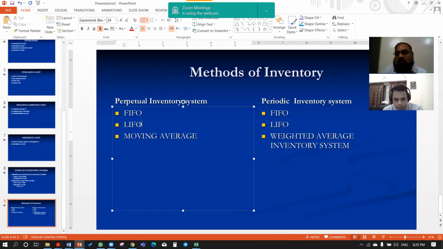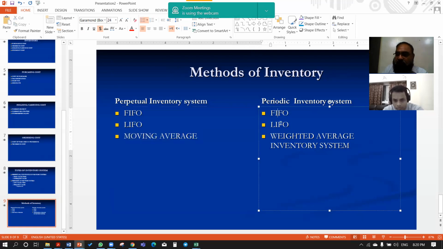LIFO means last in, first out. It means ending inventory will be from the beginning units. And moving average means that before every sale, we will find out the average rate, and with that average rate we will be recording our sale of inventory, right?